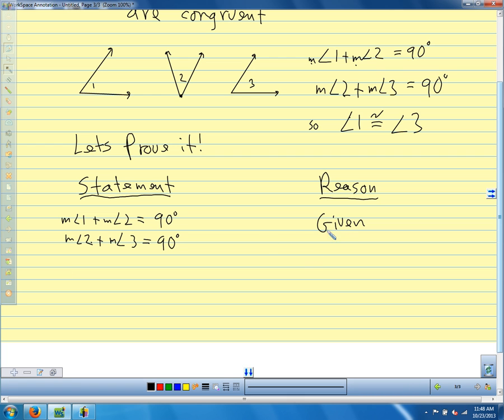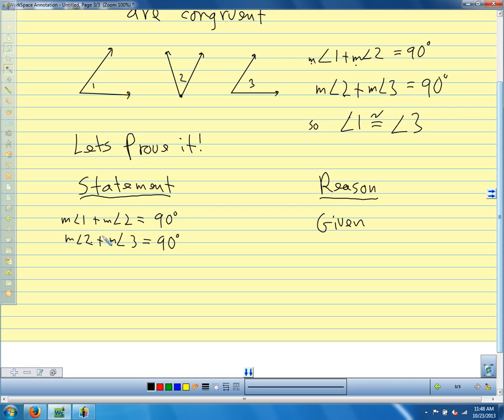So this is given. We could put one step in here before and say that angle 1 and angle 2 are complements, and angle 2 and angle 3 are complements. That's what we start with. And then say we know this because that's the definition of complementary. But we could add a step here if we wanted to.